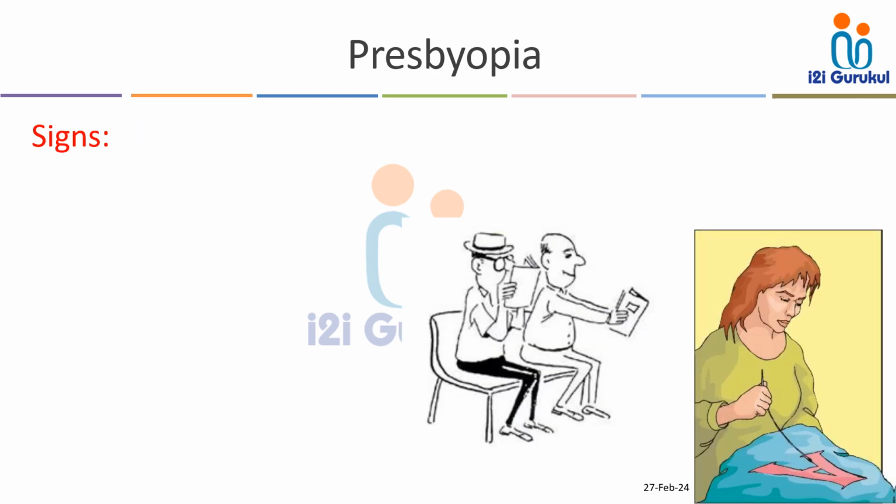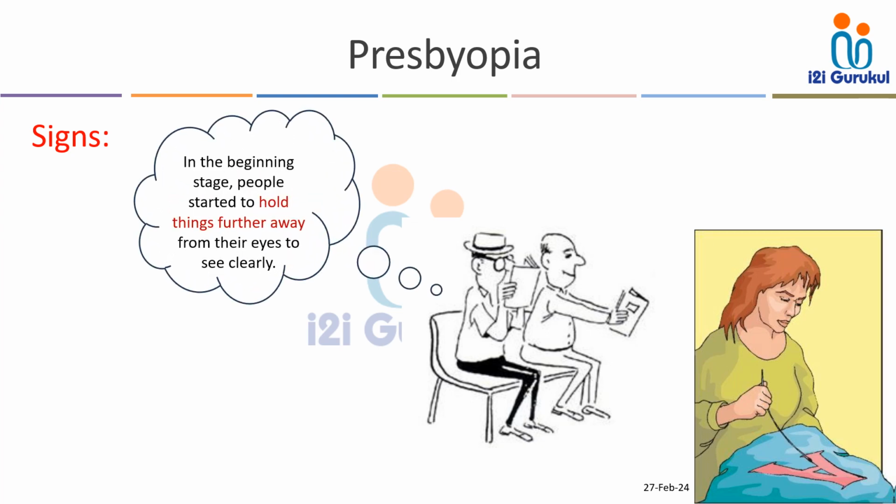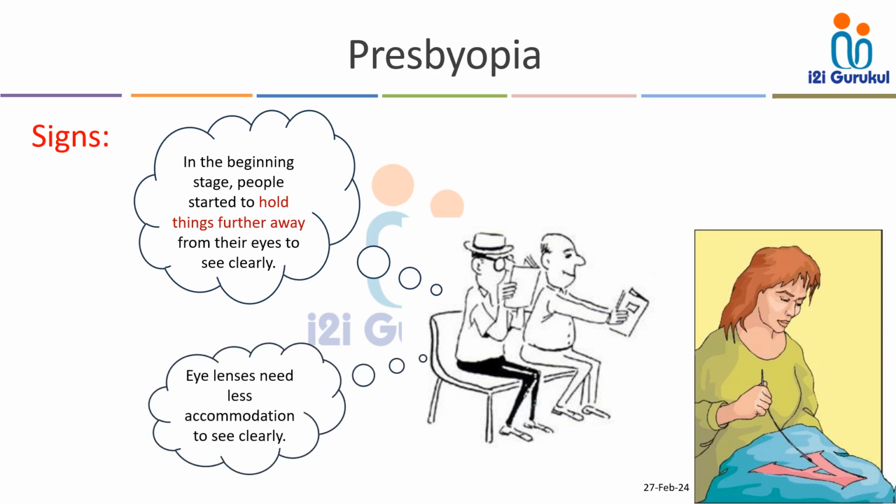Moving towards the presbyopic signs. Patients hold things further away from the eye, which is due to the lack of accommodation of the lens. At the beginning stage, people start to hold their things further away from the eyes in order to see clearly. As the distance from the eye increases, we need less accommodation. They may also face difficulties with near work. So these are the signs that you can see in presbyopic patients.